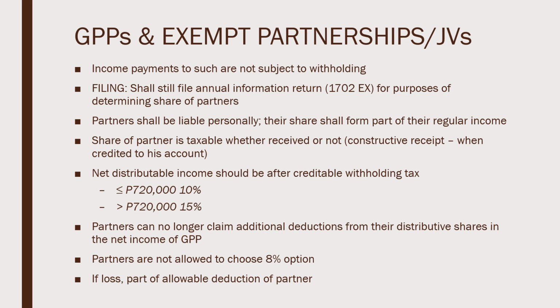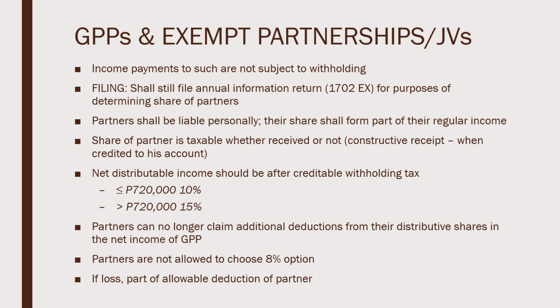Let's proceed to GPPs and exempt partnerships or joint ventures. Here are the summarized rules. First, income payments to such are not subject to withholding. This means that customers of exempt partnerships are not to withhold tax from their payment. For filing, they shall still file an annual information return even though they're exempt. It's Form 1702EX, and it's for the purpose of determining the share of the partners.